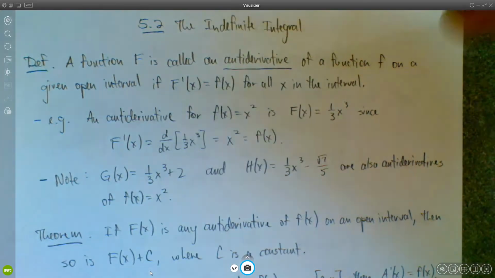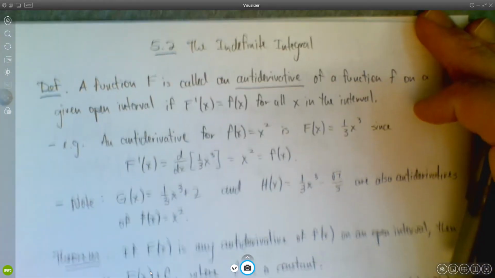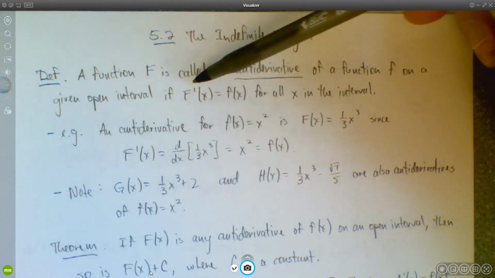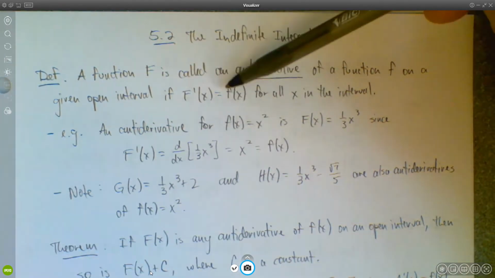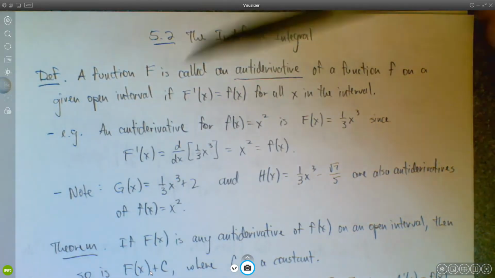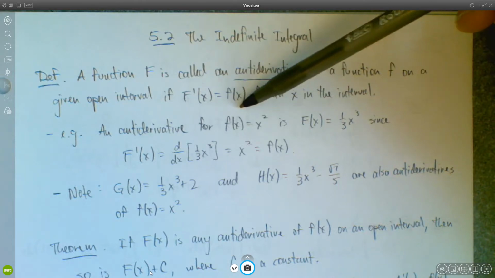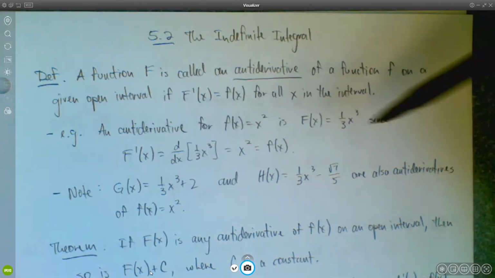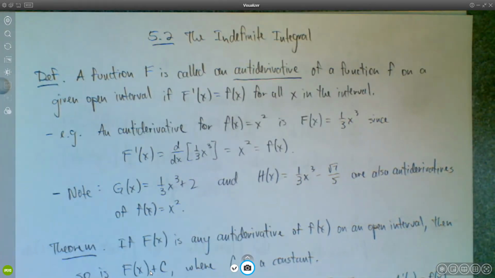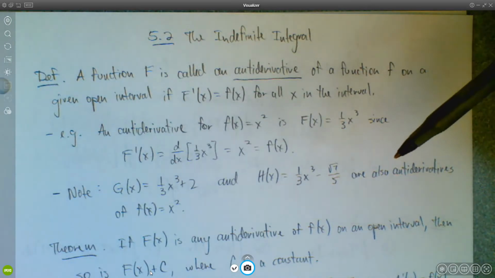A function capital F is called an antiderivative of lowercase f on a given open interval if capital F prime equals lowercase f for all x in that interval. So for example, an antiderivative of x squared is 1/3 x cubed, because the derivative of 1/3 x cubed is 3 times 1/3 times x to the 3 minus 1, so it would just be x squared, right? Which is just the original function.